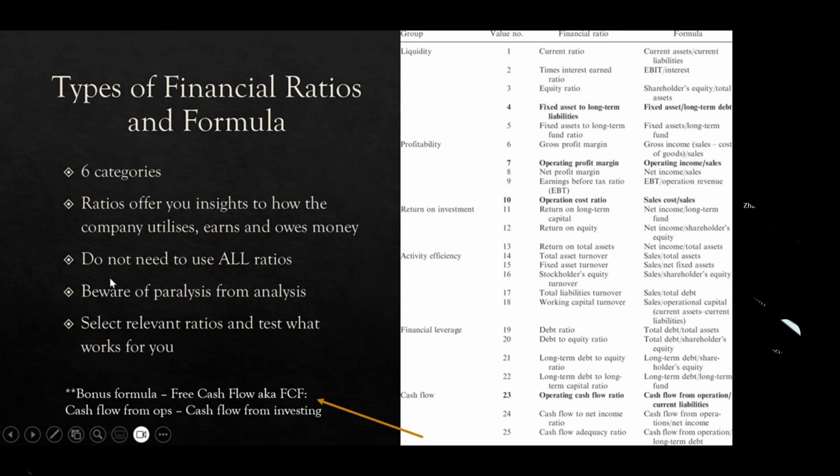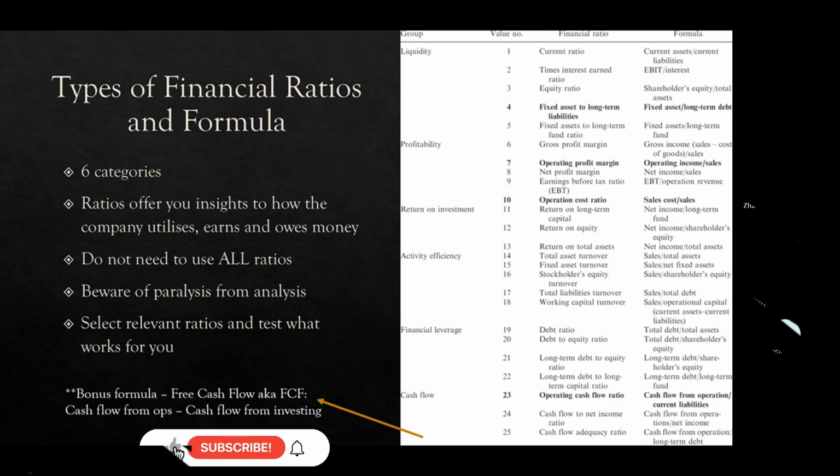Okay, and from my personal experience, I don't use all the ratios listed over here. Later I will show you some examples of the ratios which I use to help me or facilitate my decision making in buying the company shares or not. Okay, and one more thing that I just want to let you all know is to beware of paralysis from analysis, right?